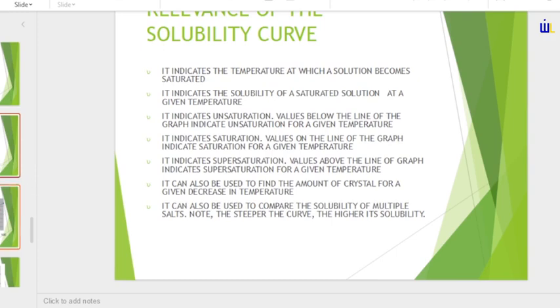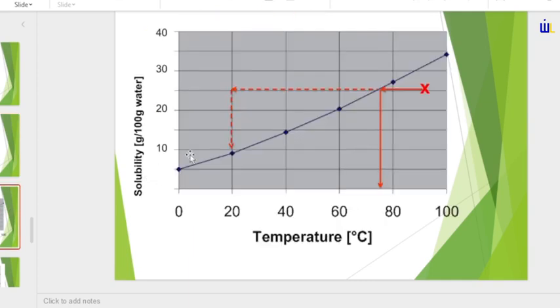It's very simple. If I tell you that a solution becomes saturated with, let's say, 20 gram per 100 gram, and I want to know the temperature at which that solution will be 20 gram per 100 gram, please just trace it to the line of the graph and bring it down. Please, what is the temperature we are seeing? Class, what's the temperature we are seeing? 60. That's that. 60 degrees.